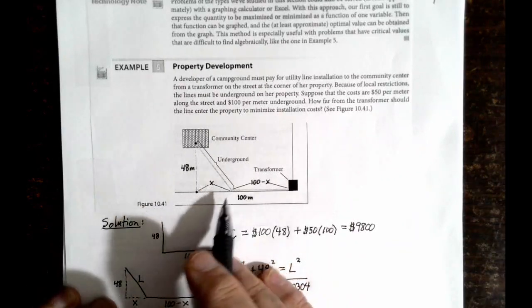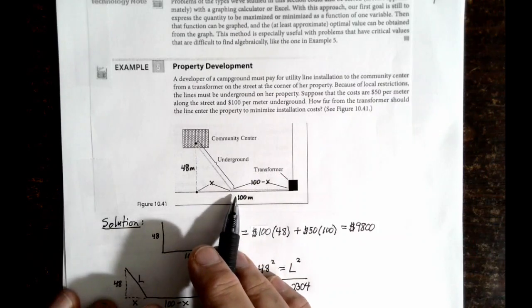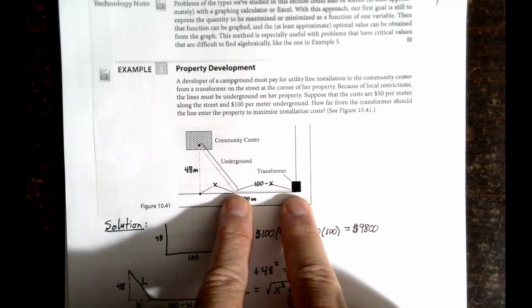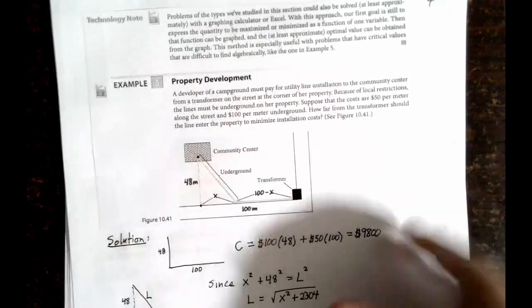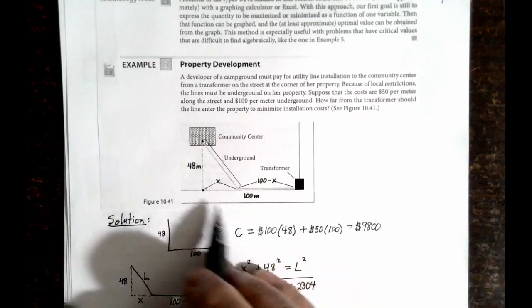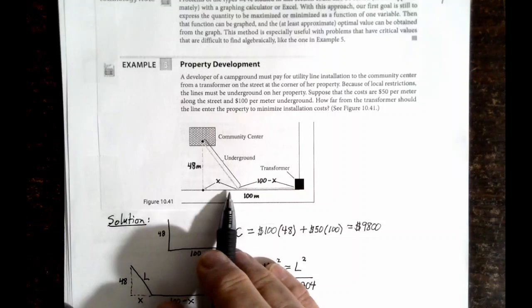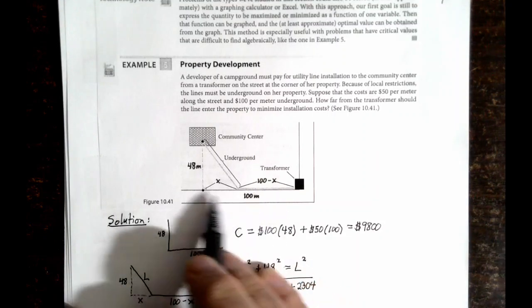So how far from the transformer should the line enter the property to minimize installation costs? They're asking this distance right here, this 100 minus x. Well, if you figure out what x is, you can just do 100 minus x and you got it. Notice that this entire length is 100 meters. This is 48. And we don't know what this is, so we're just calling it x, and then whatever this is has to be 100 minus x.